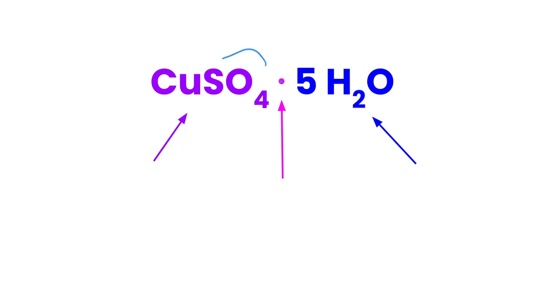So how do we name this? Well, let's start with the copper 2 sulfate part. So that is our copper 2 sulfate. And then hydrates always have this dot between the water and the ionic compound. The dot tells us that the water is associated with the ionic compound, but it's not part of the ionic compound. It's just there through either the coordinate covalent bonds or hydrogen bonding. So the dot's important to include.